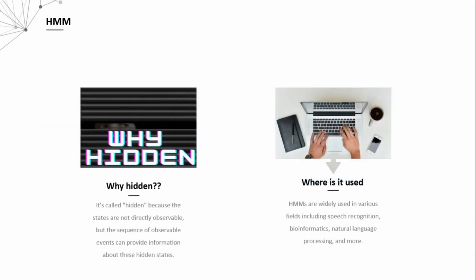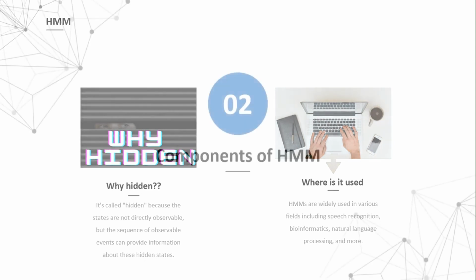Why hidden? It's called hidden because the states are not directly observable, but the sequence of observable events can provide information about these hidden states. Where is it used? HMMs are widely used in various fields of communication, including speech recognition, bioinformatics, natural language processing, and many more.